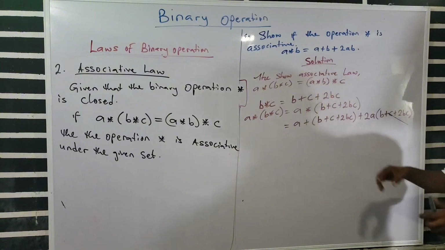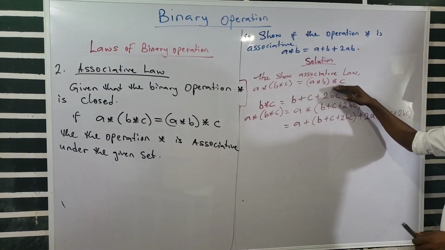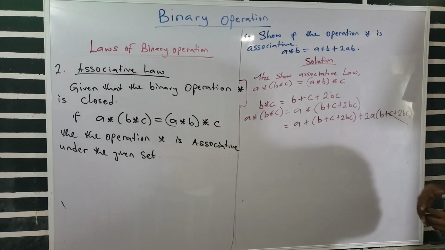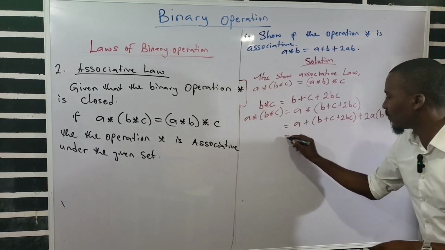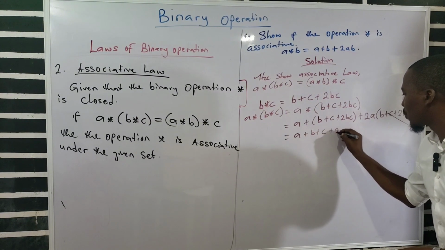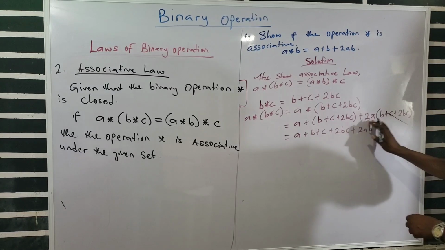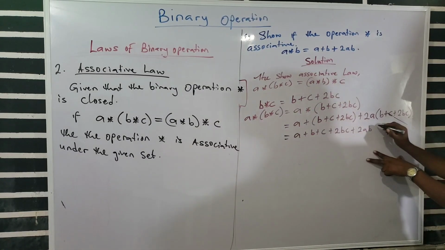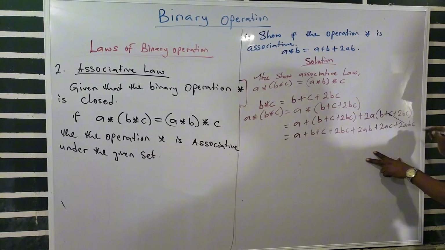So this is our left hand side. After that, we'll check our right hand side and see if they are the same. So let's open this bracket. That will give us A plus B plus C plus 2BC plus 2AB, I'm opening this bracket now, plus 2AC plus 2ABC.